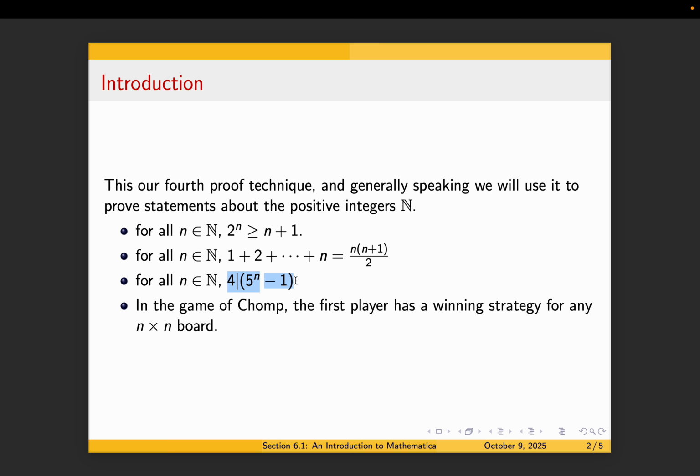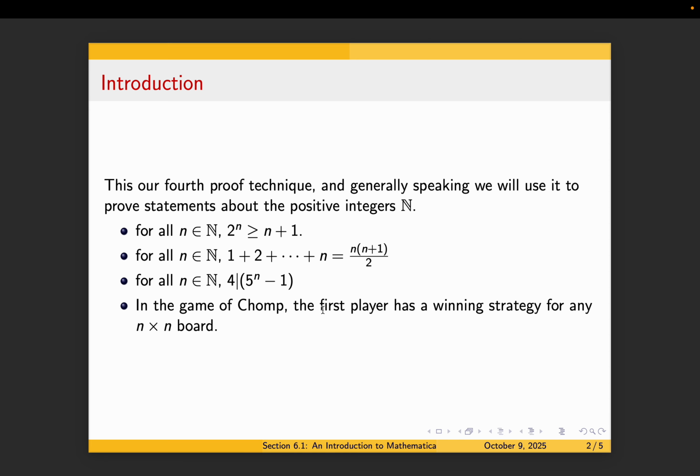Here's a statement about divisibility, saying that 4 divides any power of 5 minus 1. You can also prove statements about things as different as games. So if you don't know what the game Chomp is, that's totally fine. We'll talk about it later, not in this video. But basically, it's played on an n by n board, where n is a natural number. And you can prove using induction that the first player can always win this game.